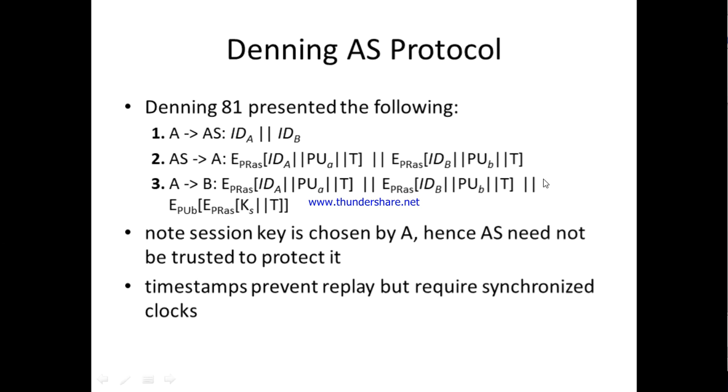So with its private key, it encrypts ID of A and the public key of A, and some timestamp will also be added. This is concatenated with the message for A, and this is the message for B, that is the public key of A and public key of B. So both will be encrypted with the private key of the authentication server. That is, it is signing on this. So A's public key is signed, B's public key is signed.